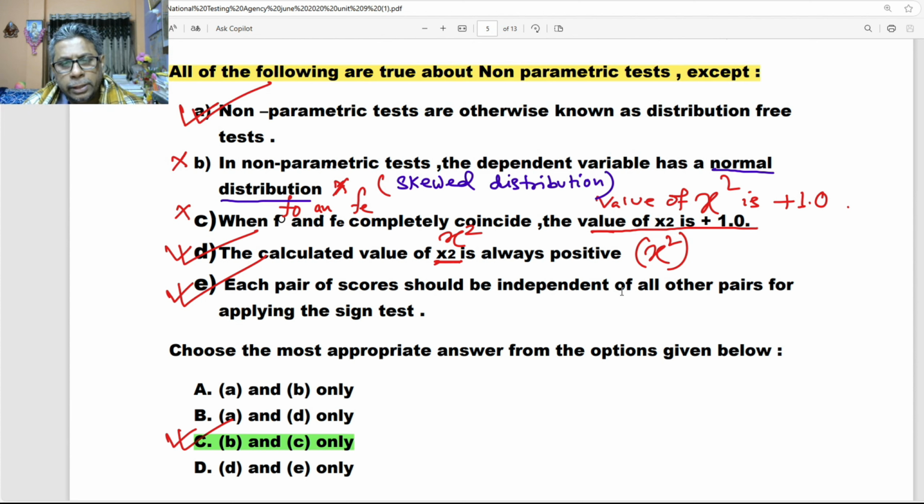Each pair of scores should be independent of all other pairs for applying the sign test. In the case of non-parametric statistics, B and C are not true. They have given that in non-parametric statistics the dependent variable has a normal distribution. This statement is wrong. It should be a skewed distribution. And when observed frequency and expected frequency completely coincide, the value of chi-square being positive 1.0 is not true. So B and C are wrong. Except B and C, A, D, E are right.